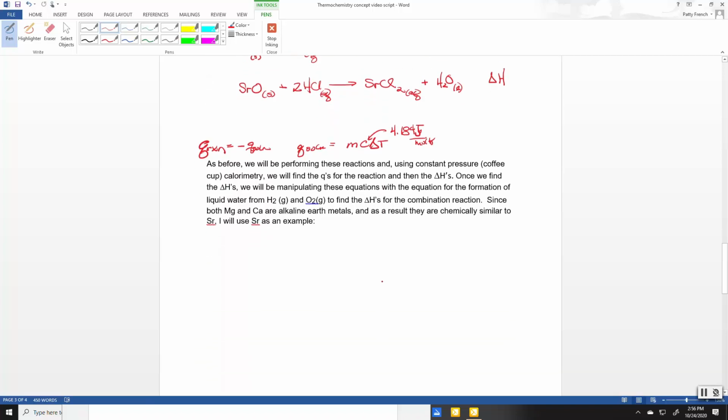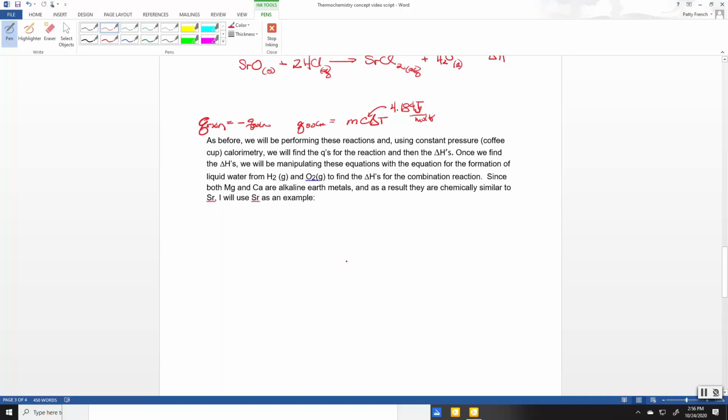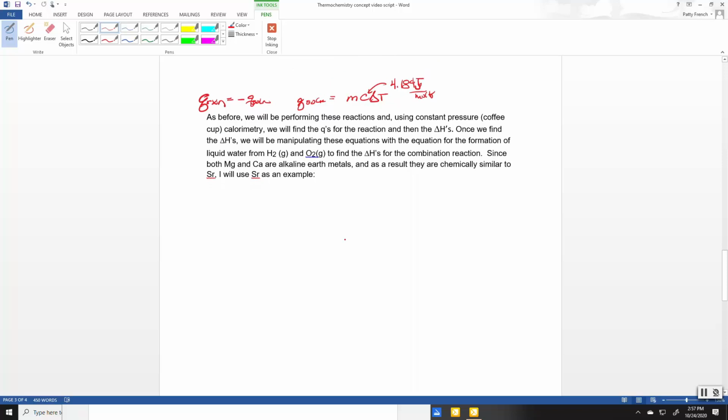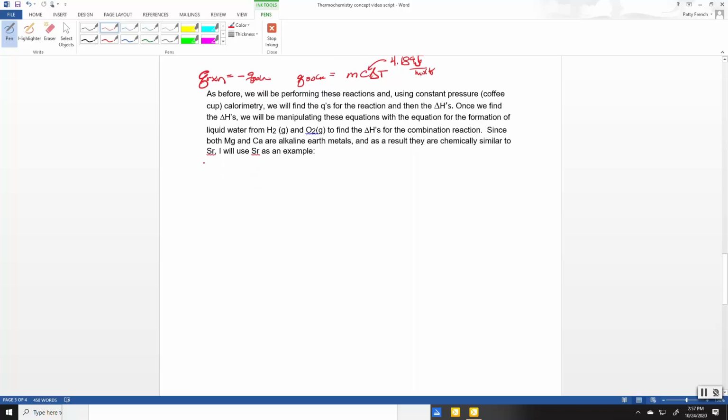Once we find the delta H's, we can manipulate the equations, and including the equation for the formation of liquid water from hydrogen and oxygen, we can find the delta H for a combination reaction. So let's see what we need to do here.